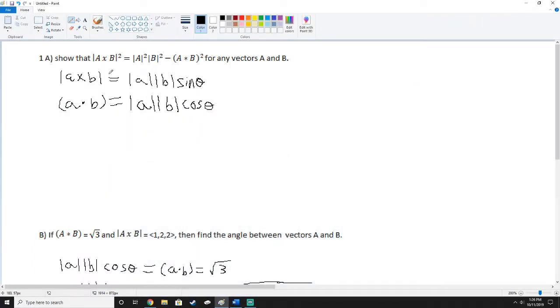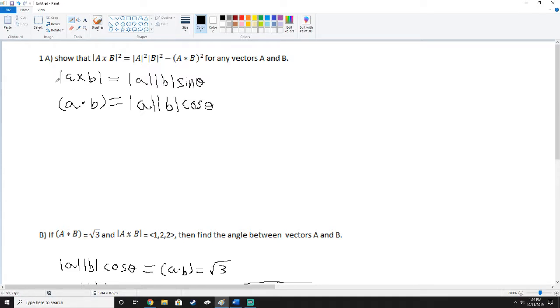Show that the magnitude of the cross product of a and b squared is equal to the magnitude of a squared times the magnitude of b squared minus the dot product of a and b squared, for any vectors a and b. Okay, so first thing we're going to note is that a and b are vectors, and theta is the angle between them.